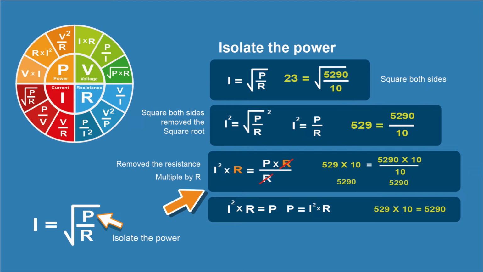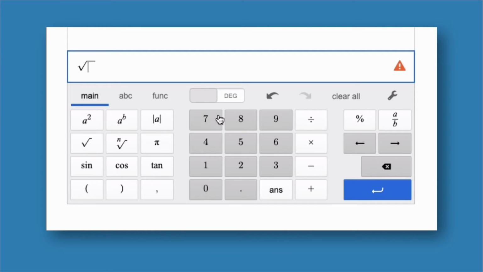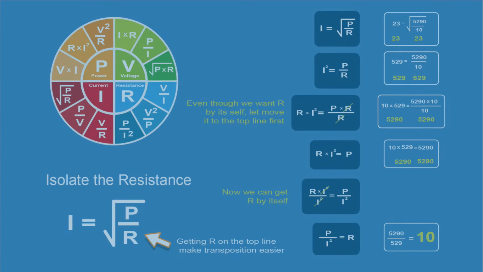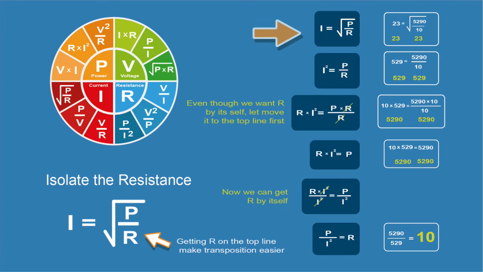That would be watts. So squaring a square root cancels it out. As you can see here, the square root of 5290 divided by 10 equals 23. Now if we square that, it now equals 529, which is 5290 divided by 10. So the square root and the square cancel it out. Last time we wanted to find power by itself. This time we want to find resistance. There's an extra step here.